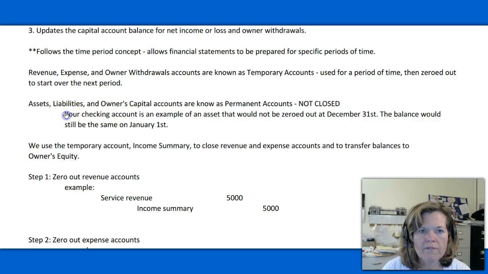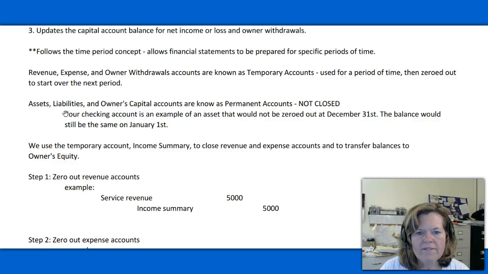I want to give you an example of a permanent account. Hopefully it will make a little more sense. So think about your checking account. It's an example of an asset that would not be zeroed out on December 31st. Similarly, a company is going to have a checking account that they pay their bills out of. This asset would not be closed out on December 31st intentionally, because if you have bills and other payments that are going to hit that account in January, if you zeroed it out on December 31st, you probably have some bounced payments and a lot of non-sufficient fund fees, and that's not a good idea, and it's not a lot of fun either. It's just expensive.